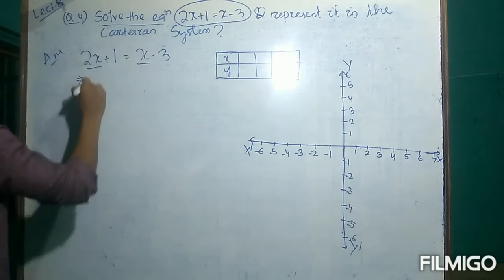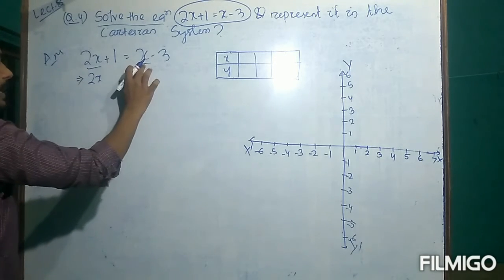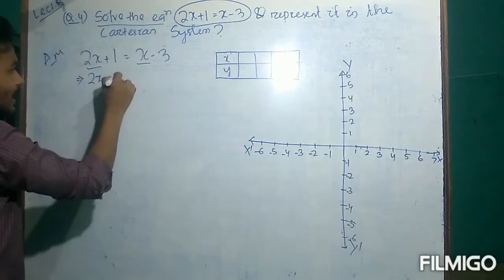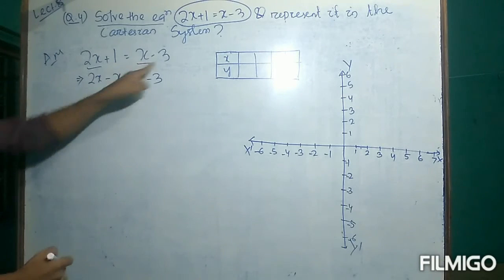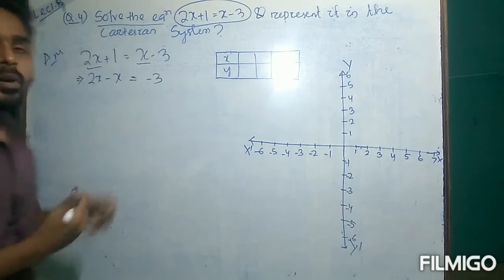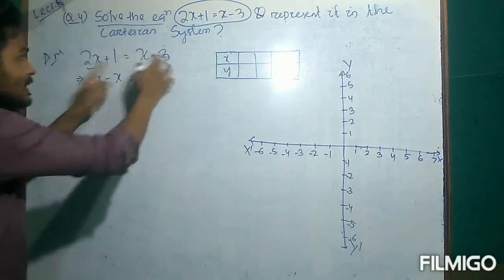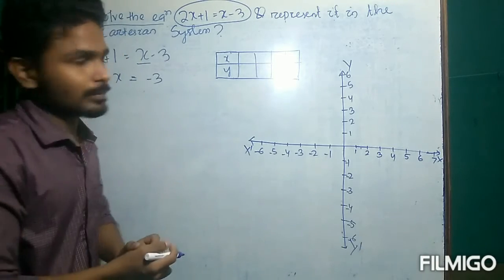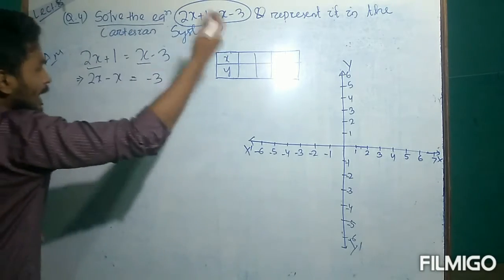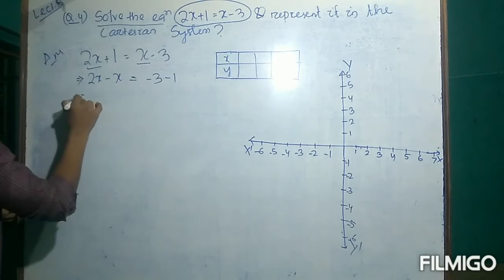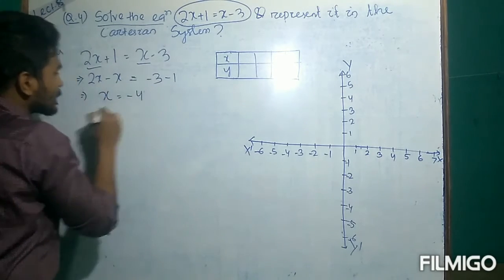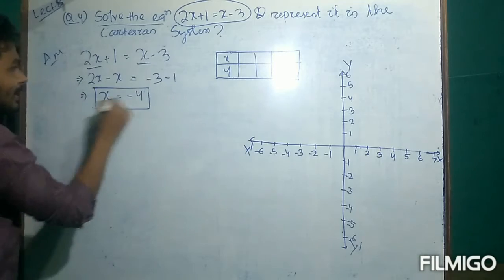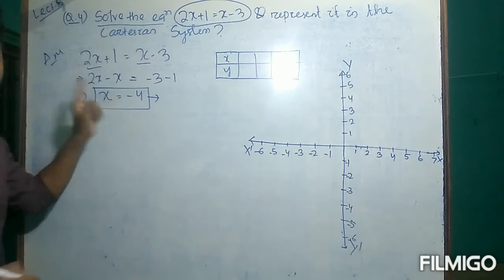So make them closer. When plus x moves to the left, it will be minus x. Now what will be remaining in the right hand side? It will be minus 3. Now these two terms are also like terms. Why? Because these are known as the non-zero constant terms. So when plus 1 goes to the right hand side, it will be minus 1. Now 2x minus x is x and minus 3 minus 1 is minus 4. Now you get the value for x.